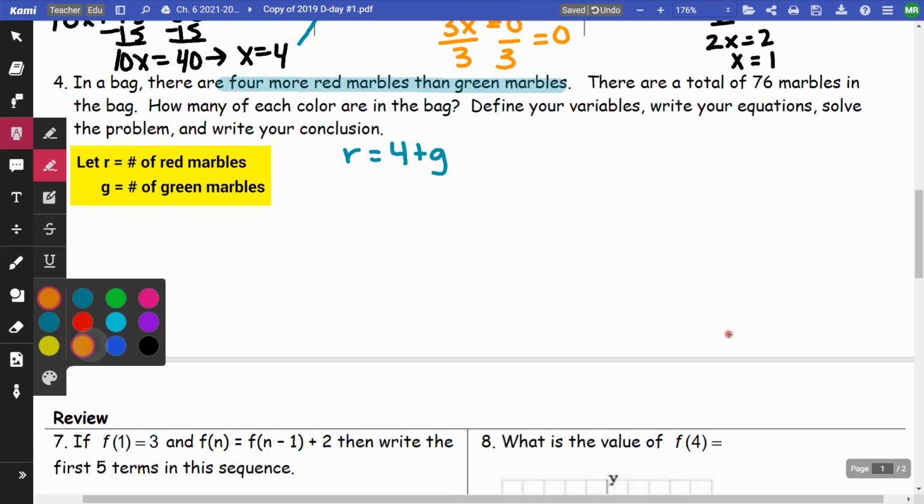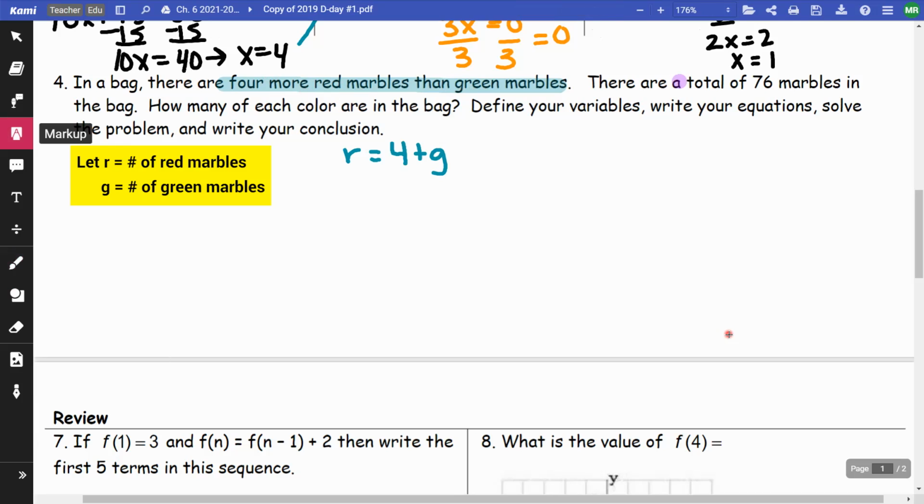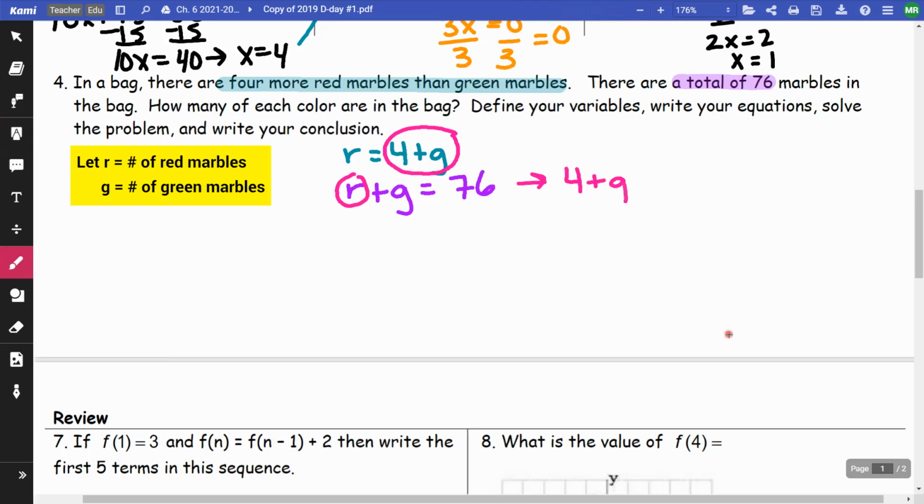Second equation is going to be dealing with the total of 76 marbles. So for that one, I'm going to take R plus G is equal to 76. Now for this one, I noticed that one of them is R equal. So I'm going to take this and put it into this equation for R. So instead of R plus G, I'm going to have 4 plus G. Okay, that is my R, plus, and let me just write the rest of that in purple, plus G is equal to 76. So this right here was my R.